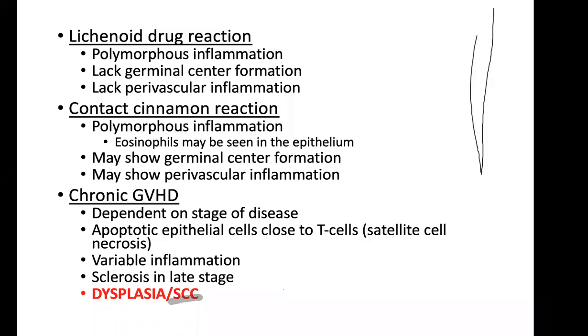And in later stages of graft versus host disease, the inflammation is less. And further down the progression, the inflammation reduces even more, and the connective tissue becomes more collagenous or more sclerosed. And what is important, we all know that chronic graft versus host disease is a pre-malignant condition. And so when you have biopsies of chronic graft versus host disease, and your doctor has given you that clinical information that this patient has undergone a bone marrow transplant, you look at the epithelium for features of dysplasia or even frank squamous carcinoma. So that's probably the most important take-home message for a lichenoid chronic graft versus host disease. It's the most consequential of all the lichenoid mucositis that we have spoken about so far.